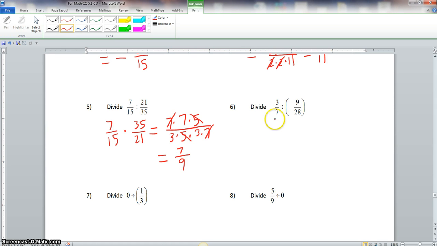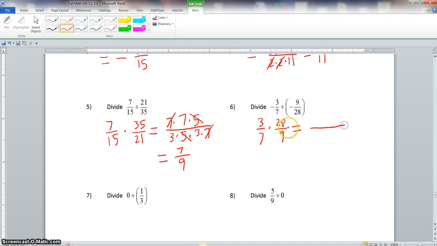Now we move on to number 6. Let's look at the sign first. A negative divided by a negative is positive. So we know our final answer is going to be positive. So we could write this first fraction without the negative sign, change division to multiplication, and write the second fraction without the negative sign after we take the reciprocal.